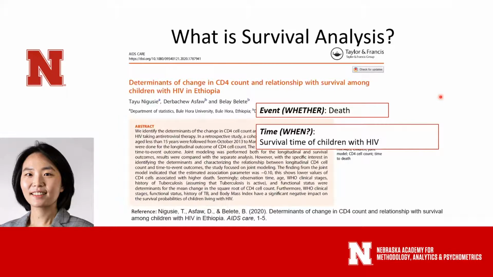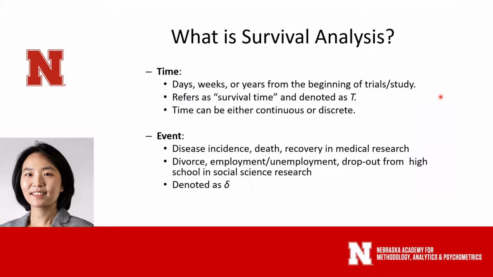When you frame a research question in survival analysis, you need to think about what event is of interest and what time you are going to measure. Time can be on a continuous scale or a discrete scale. You can measure time in days, weeks, months, or years, or oftentimes ages from the beginning of the trial. Time can also be semesters or student grades when they drop out from school. Time is typically referred to as survival time, and it's denoted as a capital letter T.